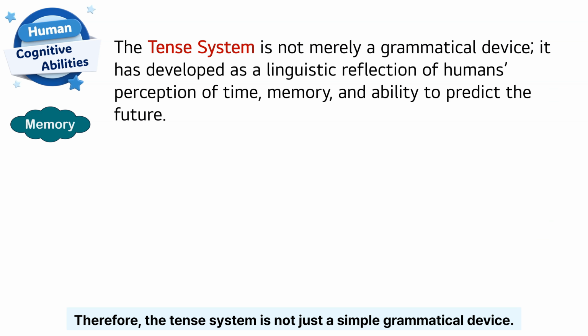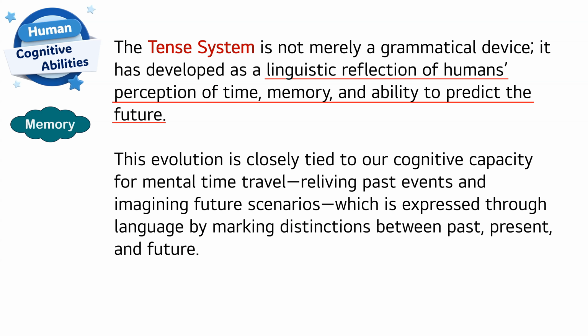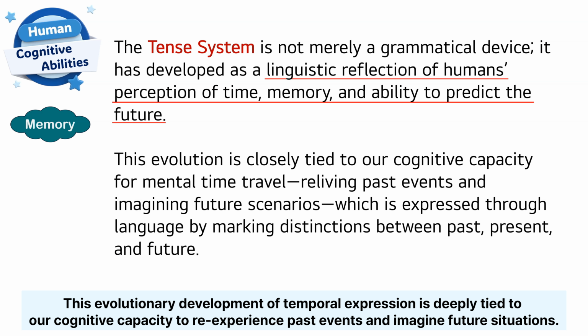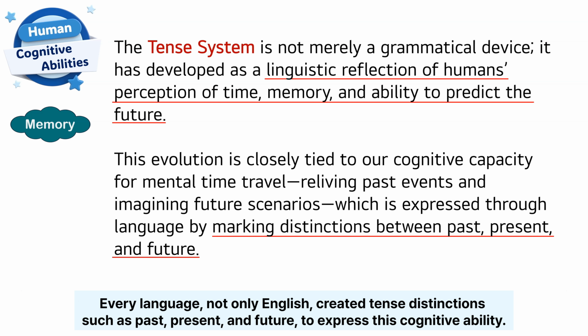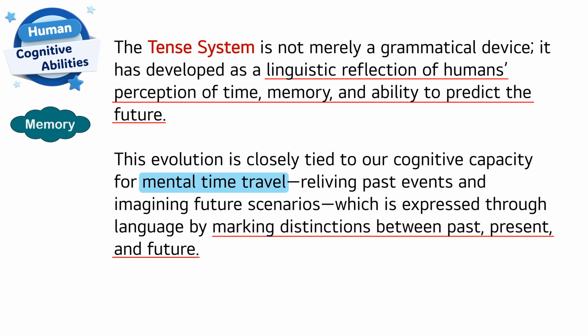Therefore, the tense system is not just a simple grammatical device. It is a linguistic reflection of our uniquely human ability to perceive time, remember the past, and anticipate the future. This evolutionary development of temporal expression is deeply tied to our cognitive capacity to re-experience past events and imagine future situations. Every language, not only English, created tense distinctions such as past, present, and future to express this cognitive ability. In other words, tense is closely connected to what we might call the human power of mental time travel.